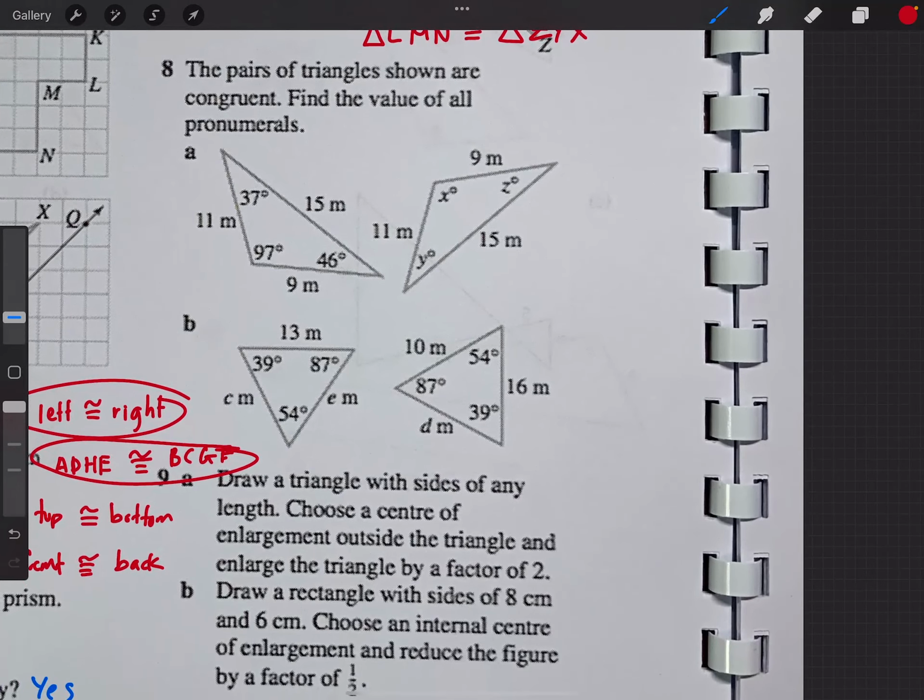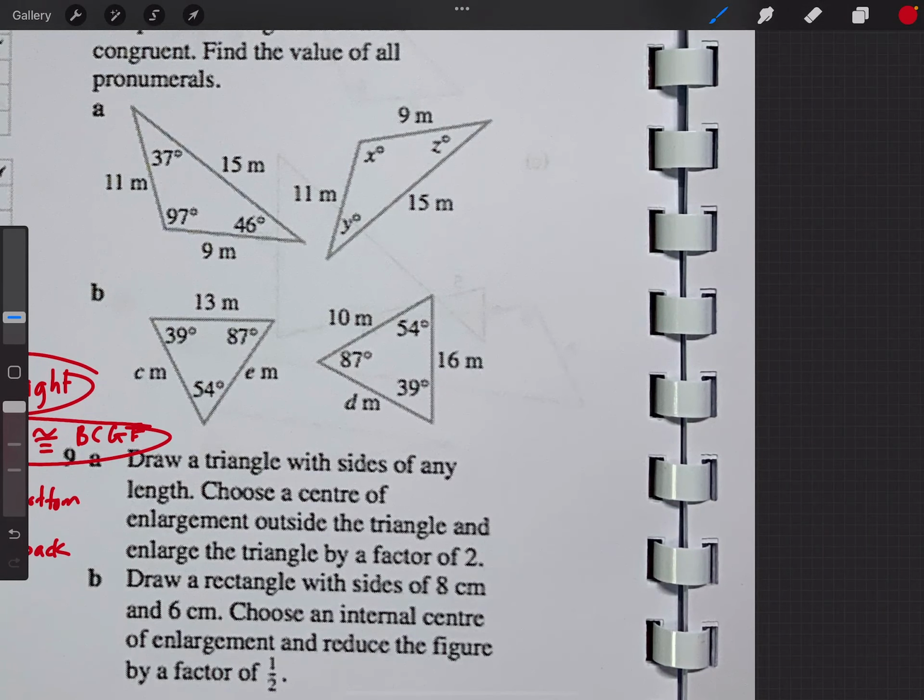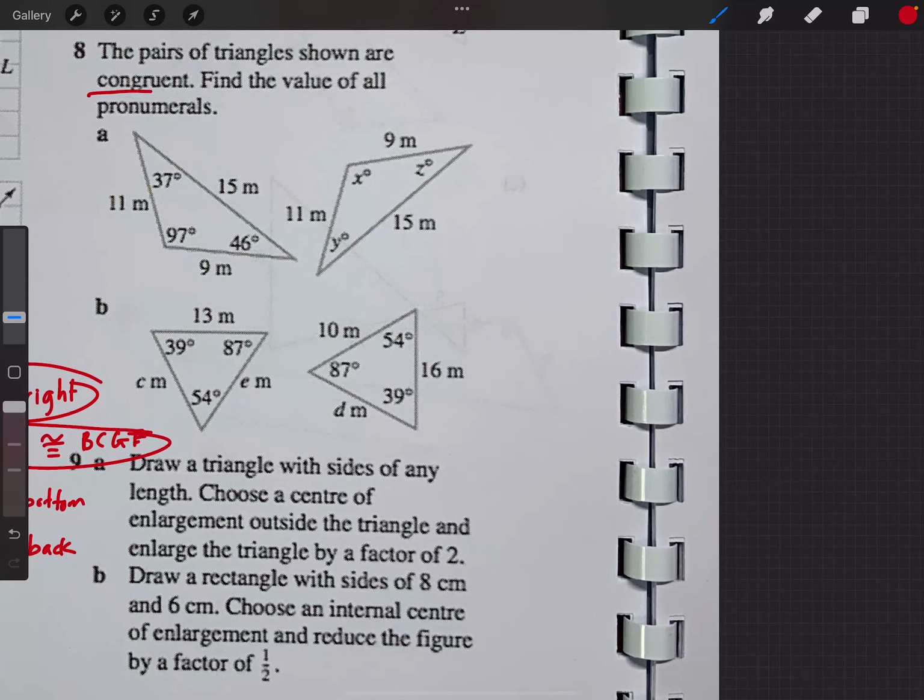Question 8. The pairs of triangles shown are congruent. Find the values of all pronumerals. Okay. So we know these are congruent triangles because it says so in the question. Now it says find the values of the pronumerals. So let's look at X. X degrees is equal to, now the angle X is opposite the length 15. So let's look on the other side. Opposite length 15 is 97. So X is equal to 97. They're going to be the same.